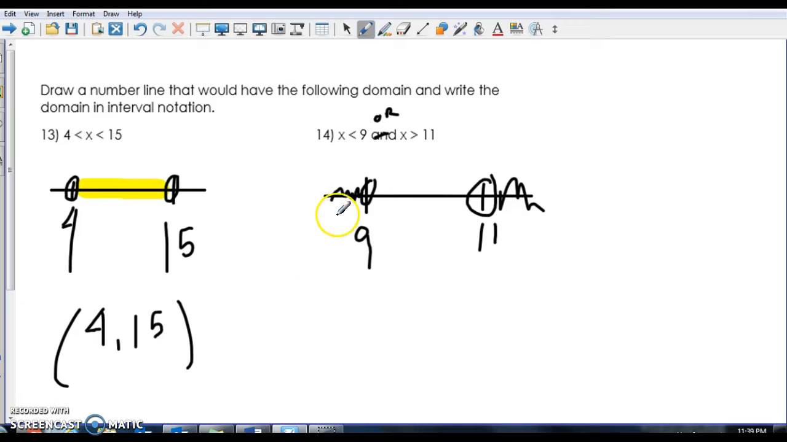Okay, so then, to figure out what makes this true, it would go from negative infinity up to 9, not including 9 because it's open dots, so I'm going to use my parentheses. And then on the right hand side, I'm going to have 11 to positive infinity. And those are both going to be parentheses as well. Alright, sorry if that confused you, the or thing. I made a mistake.